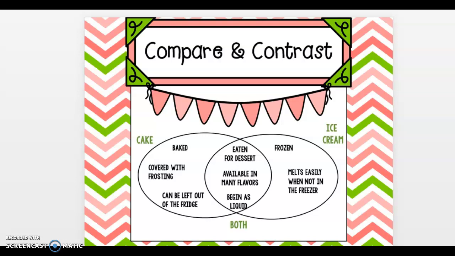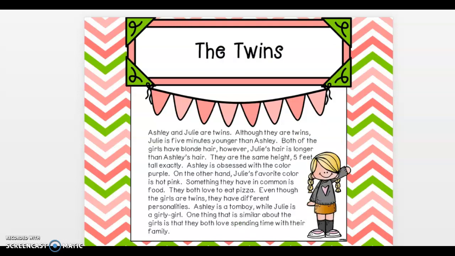We're going to go ahead and look at a passage. This passage is called The Twins. I'm going to be reading it out loud, and I would like you to follow along. Ashley and Julie are twins. Although they are twins, Julie is 5 minutes younger than Ashley. Both of the girls have blonde hair. However, Julie's hair is longer than Ashley's hair. I'm going to stop right there because so far I've heard a couple words that are comparing and contrasting, and I hope that you have as well.